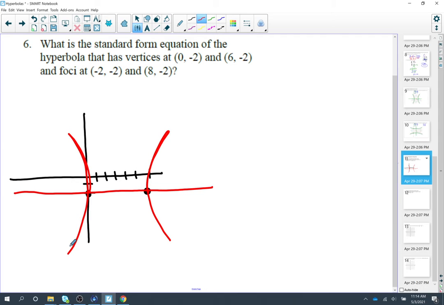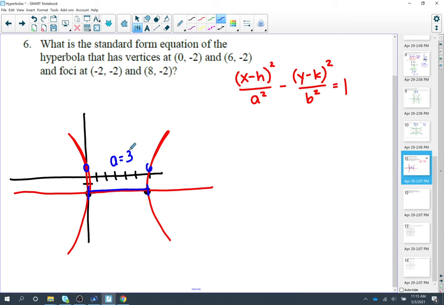Because of that, I know that my x variable has to come first because it cuts through the x. So roughly, we're looking at (x minus h) squared over a squared minus (y minus k) squared over b squared equals 1. The x has to come first because my transverse axis is parallel to my x-axis. Now, from here with my vertices, this is at 0, this is at 6, so I know that total distance is 6, which means my a is going to be 3.